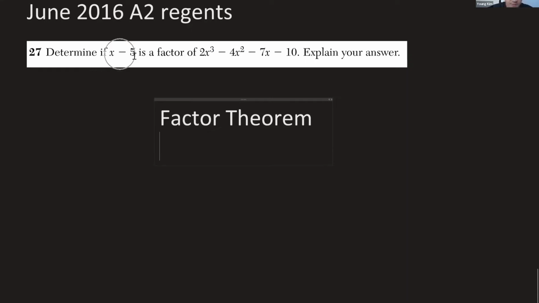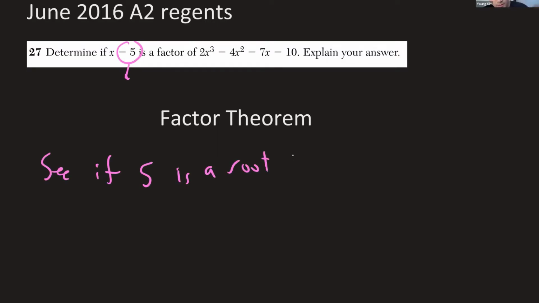To determine if x minus 5 is a factor of this polynomial, 2x cubed minus 4x squared minus 7x minus 10, what you could do is see if the opposite of this value, so 5, is a root of this polynomial. By definition, a root is any input value whose output gives you back 0. So if I give this polynomial a name, let's say f of x, then I just need to see if f of 5 is a root.